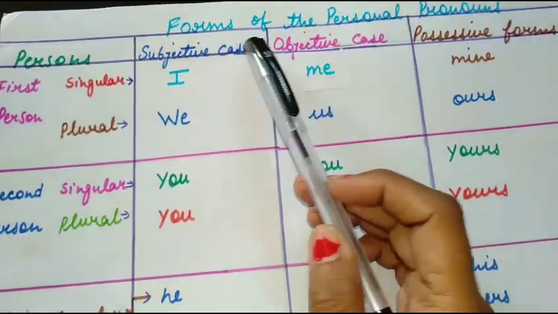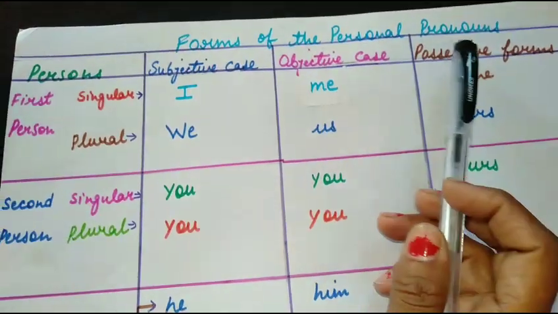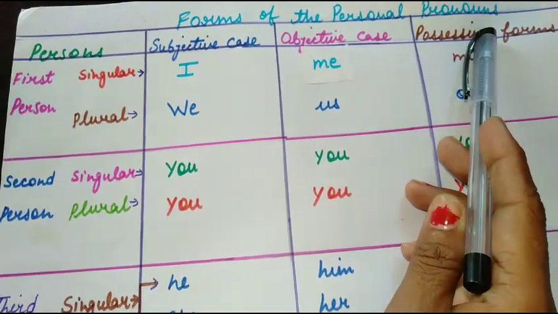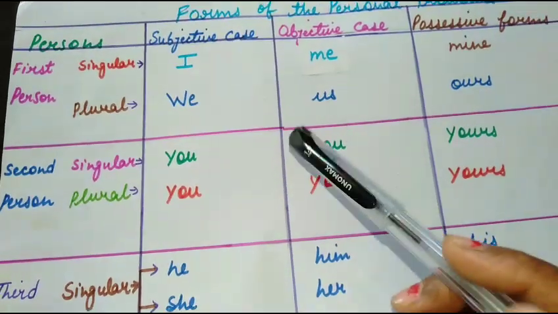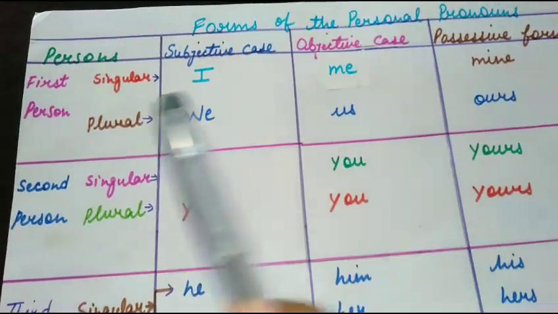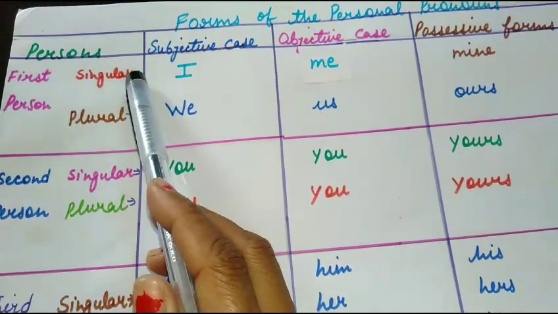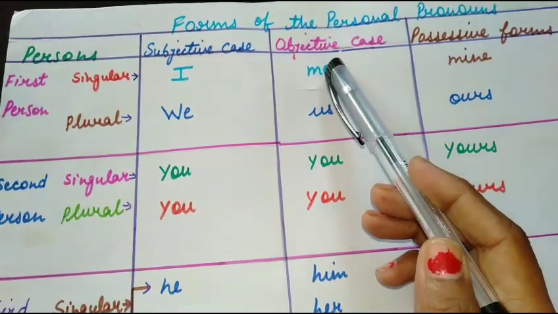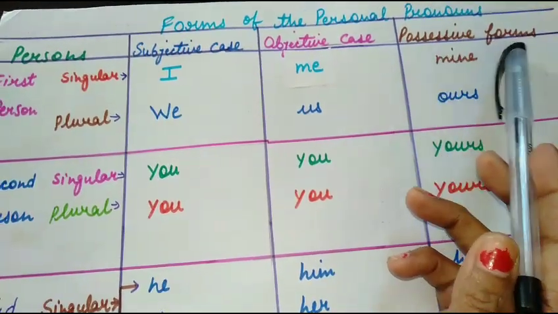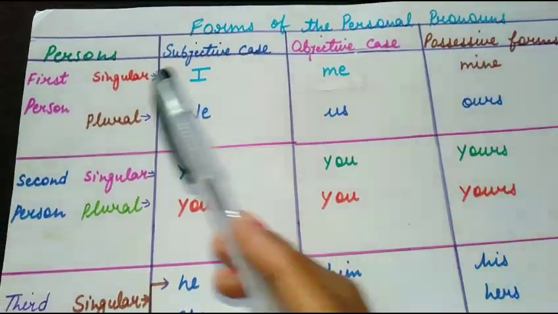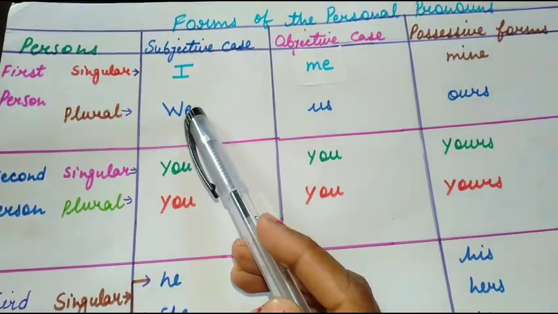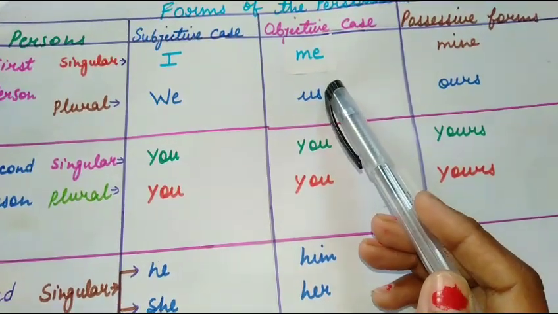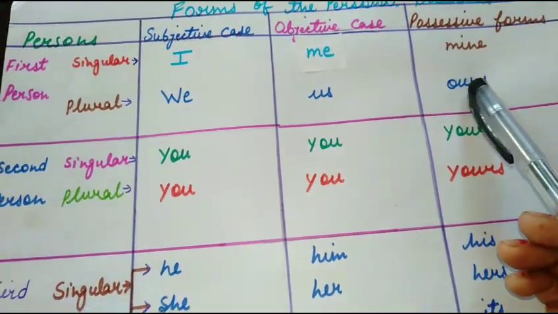Now we are going to learn about forms of personal pronouns. Here is a table related to personal pronouns. Now we are going to learn about personal pronouns one by one. First person singular subjective case will be I, its objective will be me, and the possessive form is mine. First person plural we will be subjective case, objective case will be us, and possessive form ours.